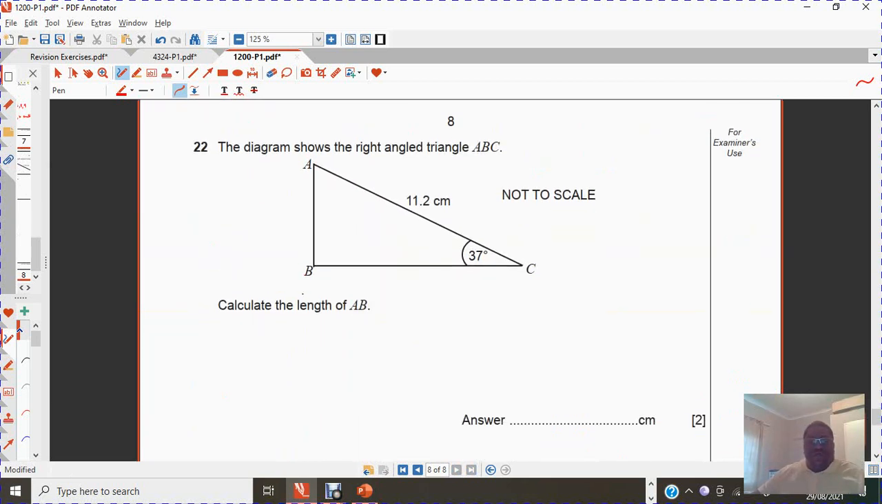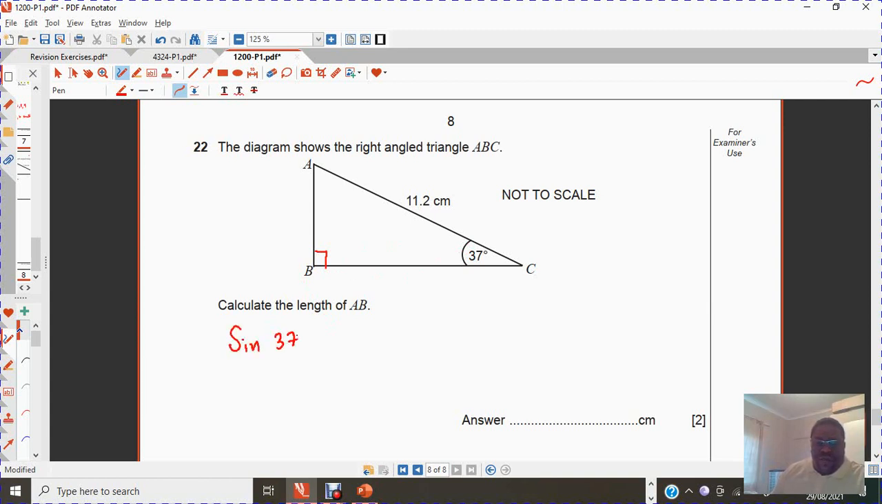Right, question 22, you're supposed to find the length of AB. This is a right angle triangle, which shows that this angle here is 90 degrees. We are supposed to find AB, and the information is not enough for you to use Pythagoras' theorem, so you'll have to use your sine ratio or your cosine ratio. So which one comes in handy? Well, it's the sine ratio.